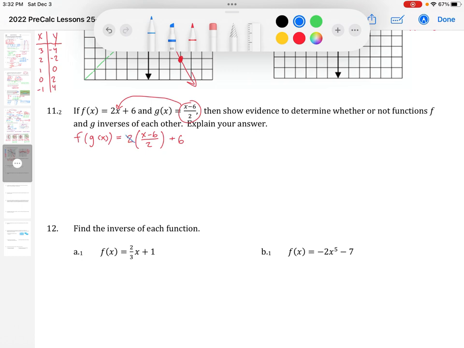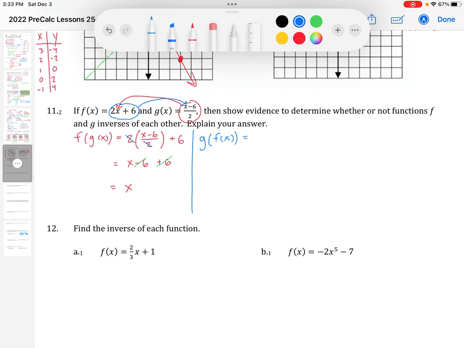All right, so if I simplify this, look at these 2's cancel. And then we just have x minus 6 plus 6. These 6's also cancel, so we're just left with x. All right, now we're going to go the other way. We're going to take this f function and plug it in for x in the g function. So in other words, we're going to find g of f of x.